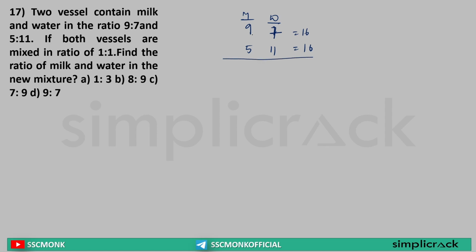So what is the mixture? 9 plus 5 is 14, 7 plus 11 is 18. 2 7s are 14, 2 9s are 18. So what is the new ratio? 7:9. That is option C. Clear? It is all about how much quantity it is saying.